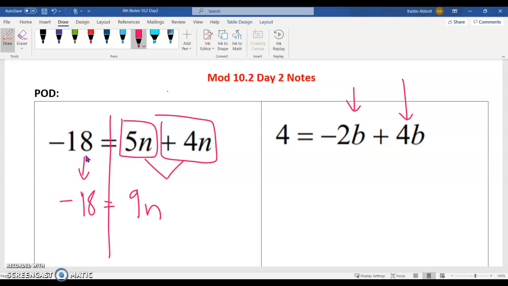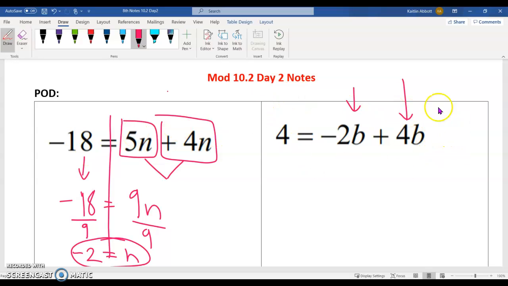Then I need to get rid of that 9. So I'm going to divide by 9. Divide by 9. 18 divided by 9 gets me 2. A negative divided by a positive is still a negative, equals n. Final answer. All right, take this time to work on teams.